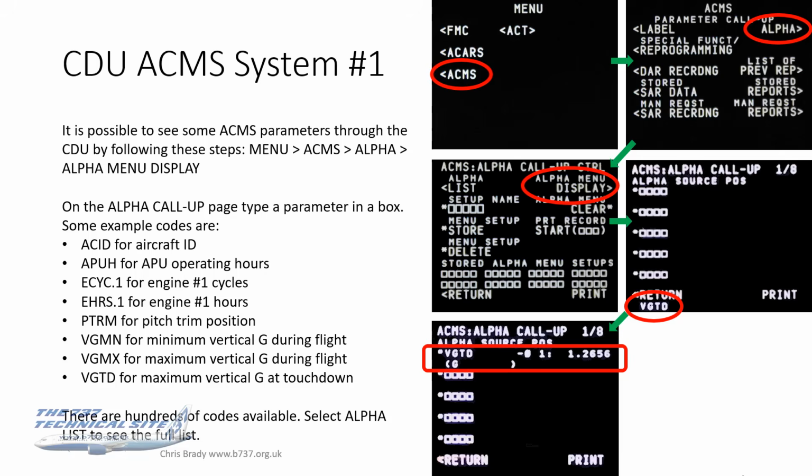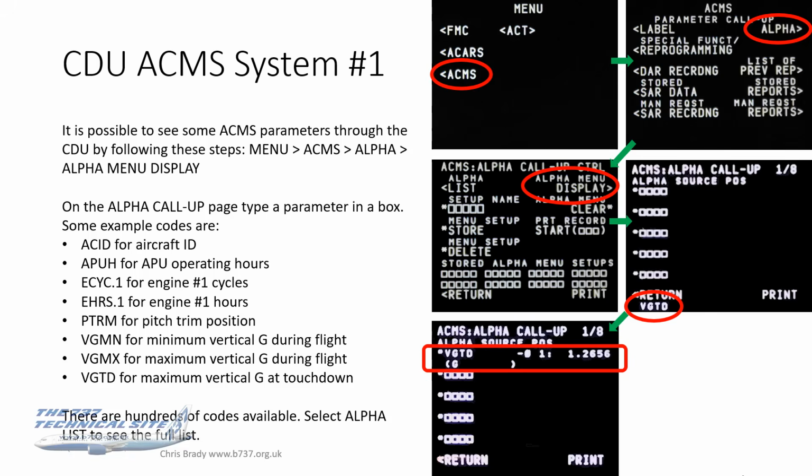I'll show you, and if on your CDU you select menu, then ACMS alpha display, or alpha menu display, you'll get the menu there, which is the alpha call up menu, and in that you can type, if you know what code to type, and it will put it in the field, and it will populate it with the data from that.